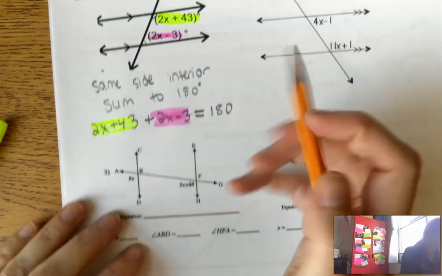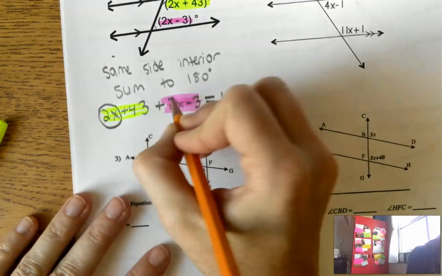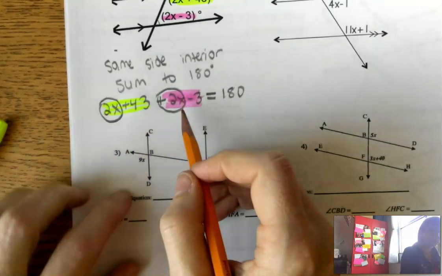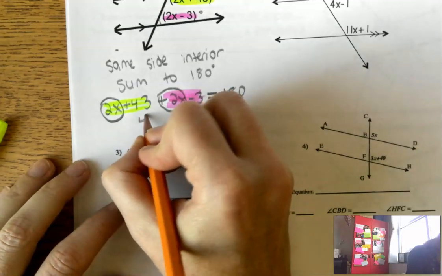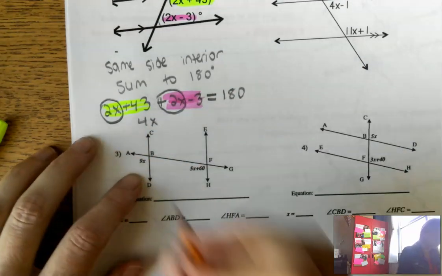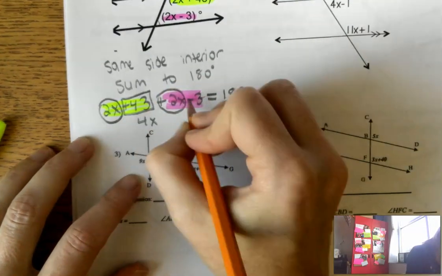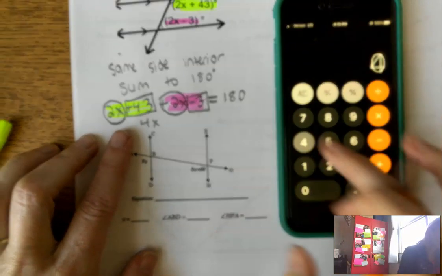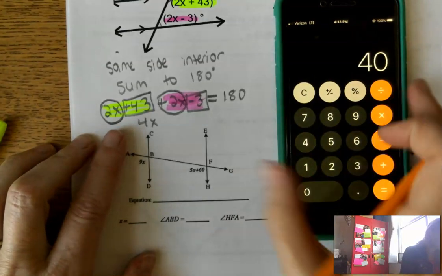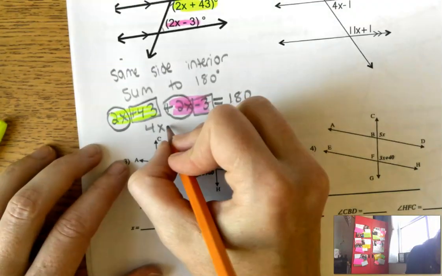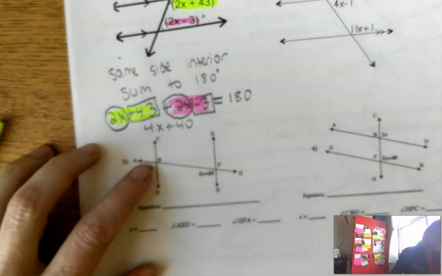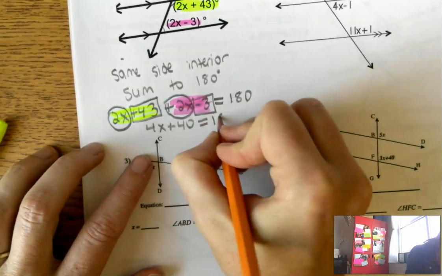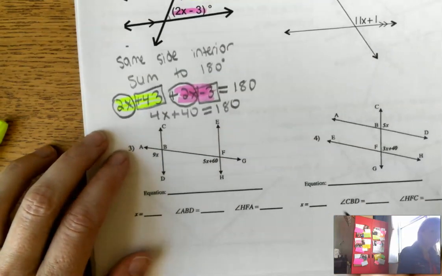All right, so first I'm going to identify my like terms. 2x and 2x, because they have the same variable x raised to the same power. So that's going to give me 4x. And then my constants are also like terms, because constants are always like terms. So I'm going to do 43 minus 3, and I get 40. It's a positive 40, so I'm going to put plus 40. So I have 4x plus 40 is equal to 180.